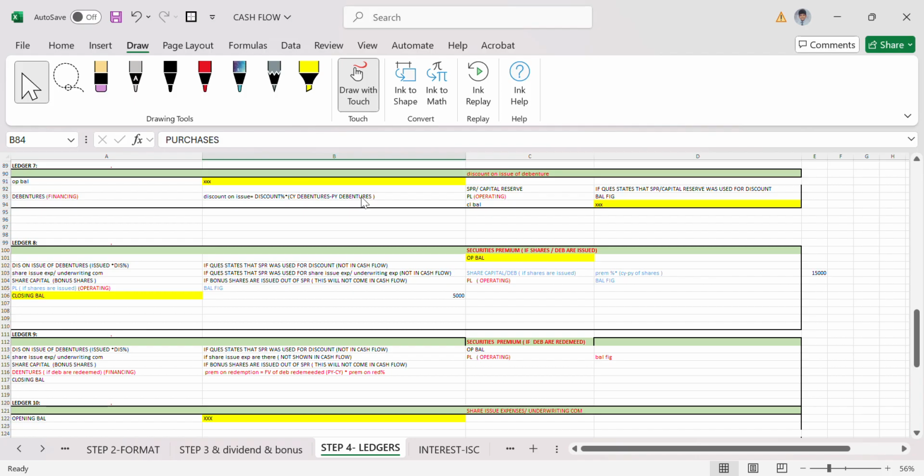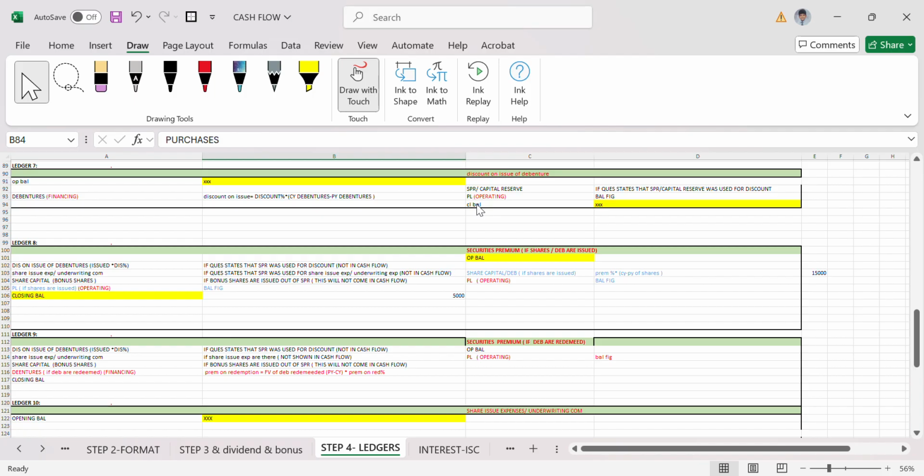Now we studied in the shares chapter that whenever there is discount, the difference has to be adjusted from SPR. So if in the question you have SPR, please use SPR. If in the question you do not have SPR, look for capital reserve. If in the question you do not have capital reserve also, please use PNL. But sometimes in the question they may directly say that discount was adjusted from PNL. So in that case you write PNL. But if nothing has been mentioned, you have to check for these ledger accounts. If it is there, please write it. Otherwise, if it's not there, then only you write PNL.